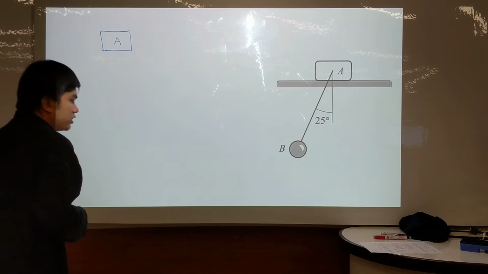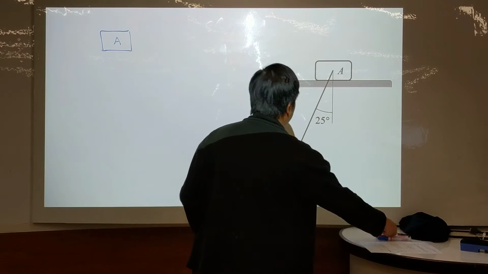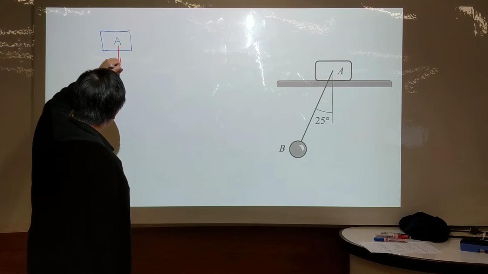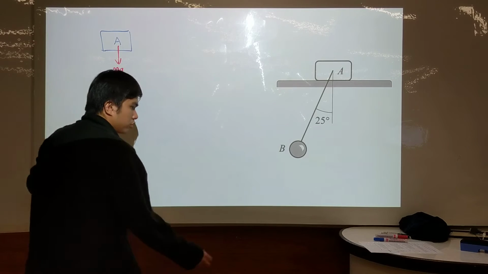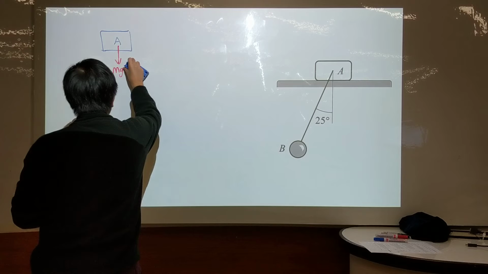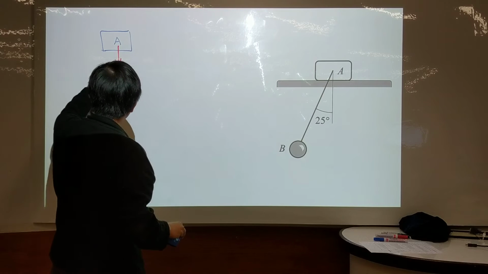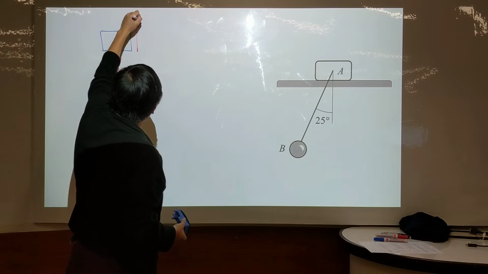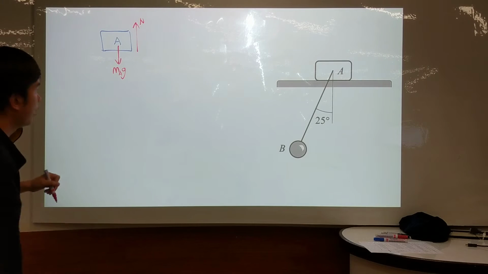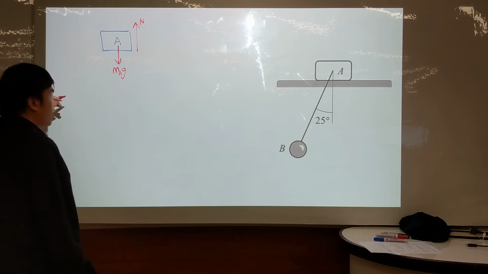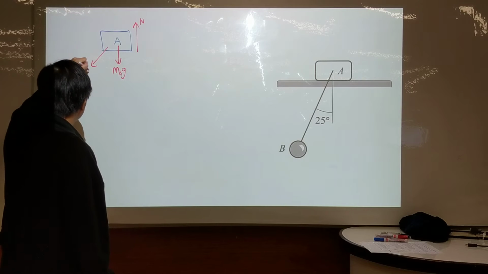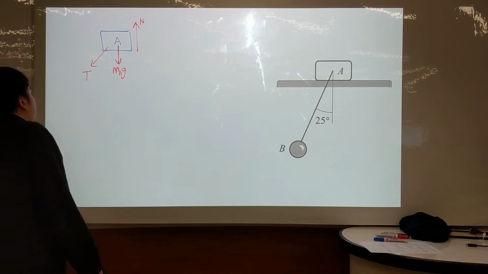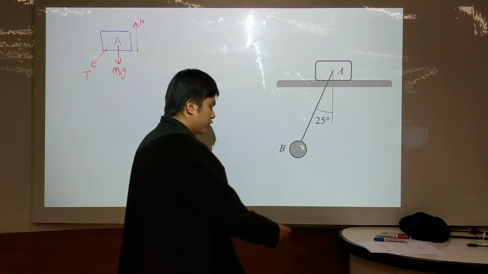So let's look at what are the forces that act on A. The forces that act on A are its weight, which is mg, mass of A times g, and the normal force acting on A, N. And also, the tension is pulling in this direction, so definitely there's a tension force here, P, which has an angle of 25 degrees. Now, that's the free body diagram of A.